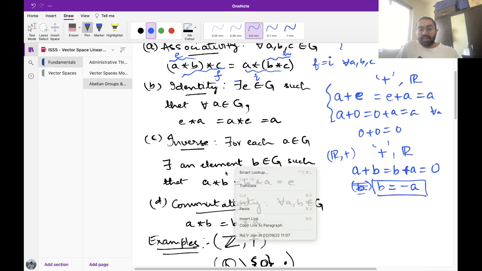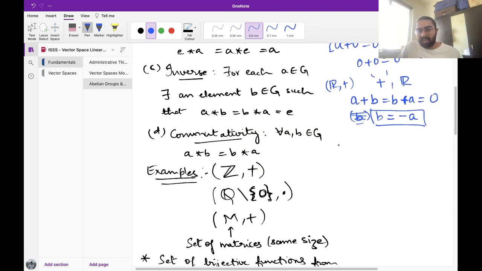The fourth property is talking about commutativity. Commutativity basically says that if I take any two elements A and B in G, then the order in which I apply the binary operation should not matter. That is, A star B should be equal to B star A. So in case of plus and reals, I should be able to tell whether A plus B equals B plus A or not, which is true trivially, because this is the law of addition in some sense. So, clear about this commutativity operation?